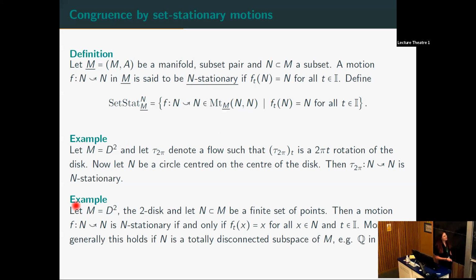We can also observe that if we again take M to be a disk, then N to be a finite set of points, then a motion f from N to N is N stationary if and only if it's precisely the identity pointwise on these points for all t. And more generally, this is true if we take N to be any totally disconnected subspace of M. So for example, we could take Q in R, and we would find that N stationary was essentially only the identity motions that we were quotienting by.